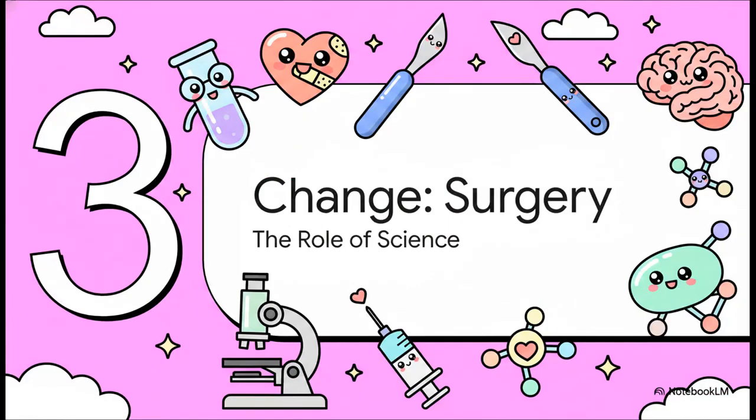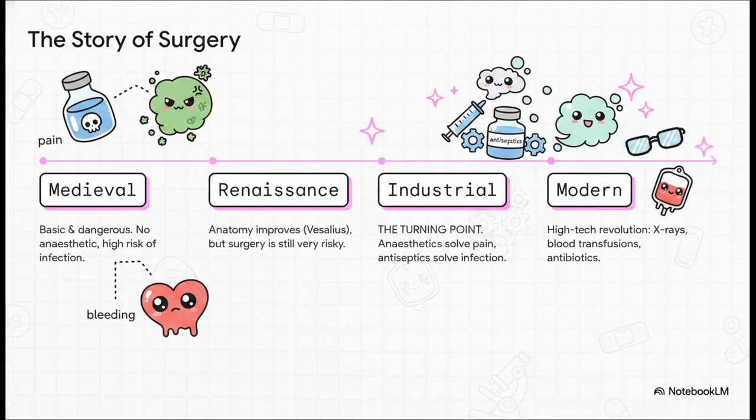Right, let's move on to another absolute classic topic, surgery. This is such a good theme to show off your understanding of long-term change and how all the different factors link up. Let's imagine the statement is, science was the most important factor in the development of surgery. You can pretty much boil down the entire history of surgery to three huge problems that surgeons just couldn't solve for centuries: pain, infection, and bleeding. And as this timeline shows, boom, the industrial era. That was the massive turning point, the moment science finally came up with answers for pain and infection.